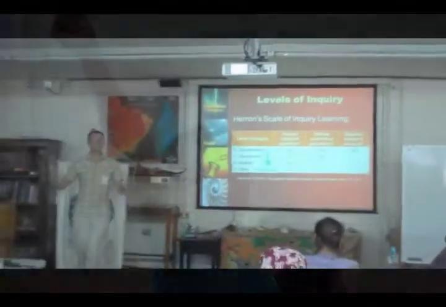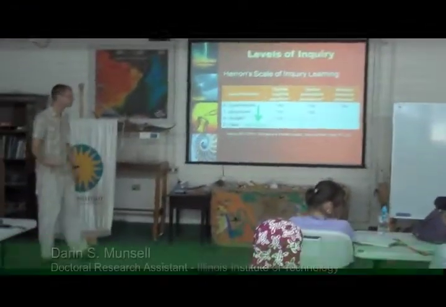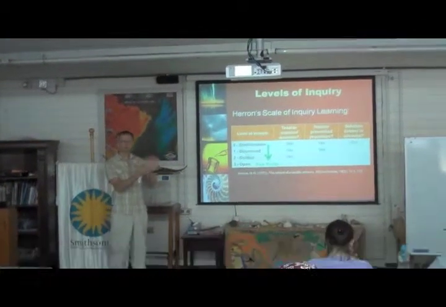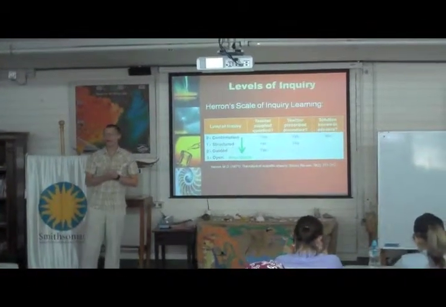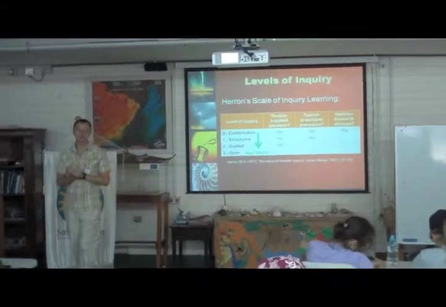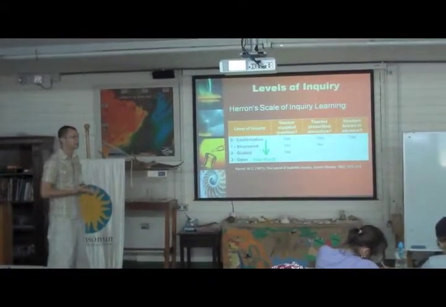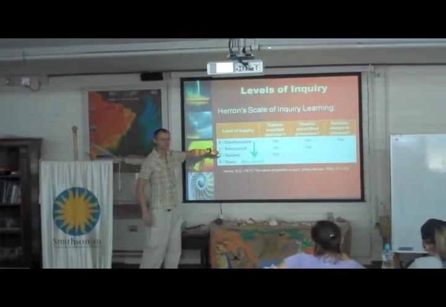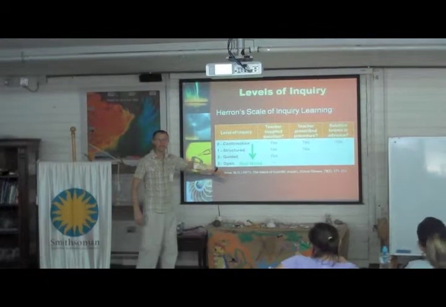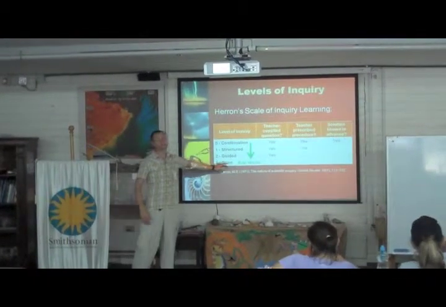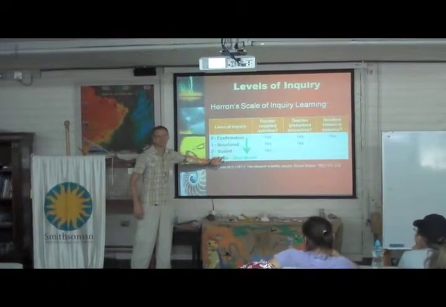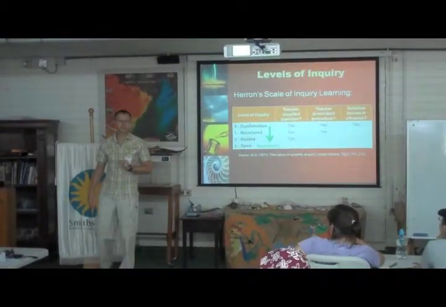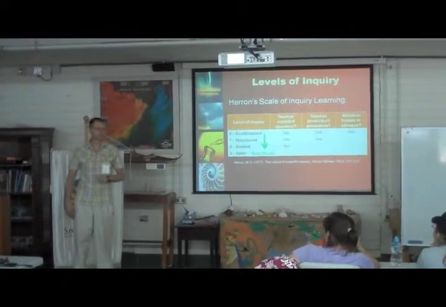Inquiry, there are multiple levels of inquiry. What we see, and Heron put together this really cool table of how to help you decide what kind of inquiry you're doing with your students. And the key is not to always do the same level, but to do multiple levels. And the ultimate goal is to eventually do the open inquiry level, which is actually a closer approximation to what real scientists do in the real world.